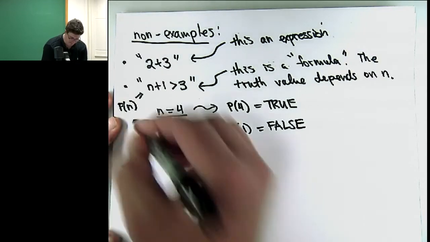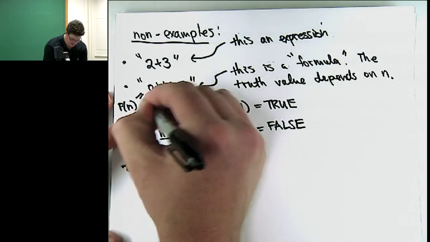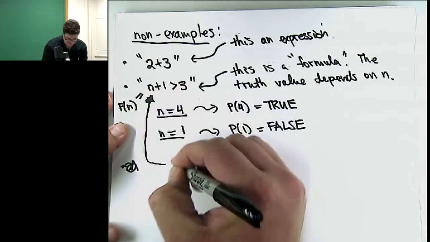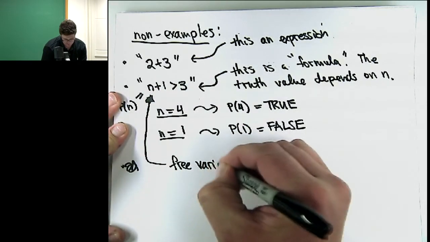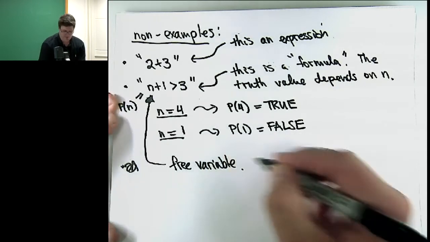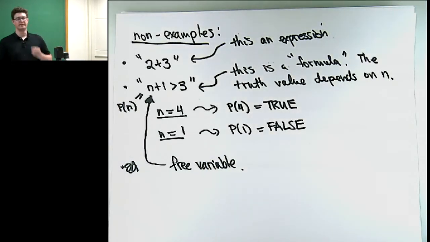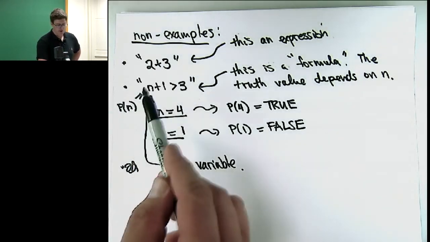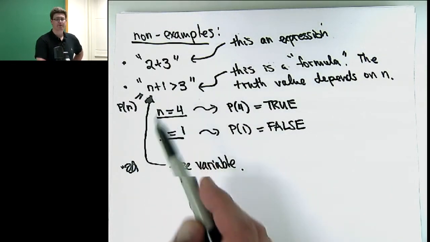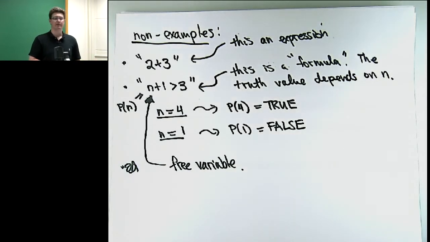Let me also say what this n here is. This is sometimes called a free variable. It's free because we didn't really specify what it is. If we said something like for all n, n plus 1 is greater than 3, that would be called a bound variable. After we say for all n, and we specify the universe, we can make sense of whether that statement is true or false.